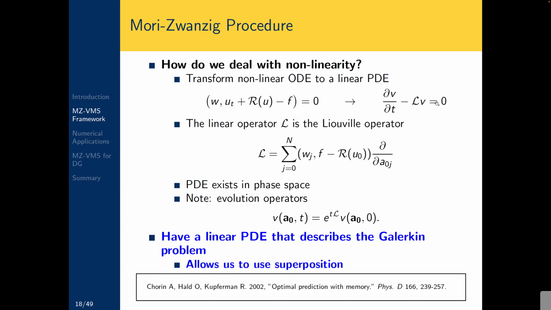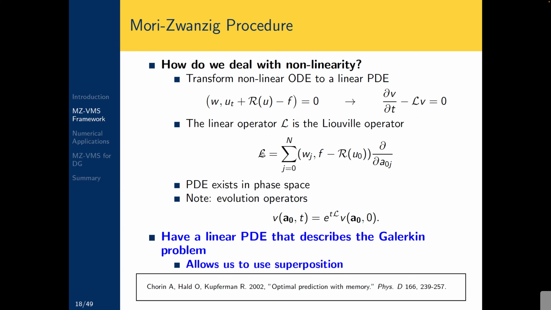You take this nonlinear ODE and write it as the Liouville equation, partial v partial t minus L of v equals 0. Here v is any observable of my state. It could be an individual degree of freedom, it could be a QOI. And L is this Liouville operator. This is what the form of the Liouville operator looks like, and it's hard to dissect exactly what this is doing.